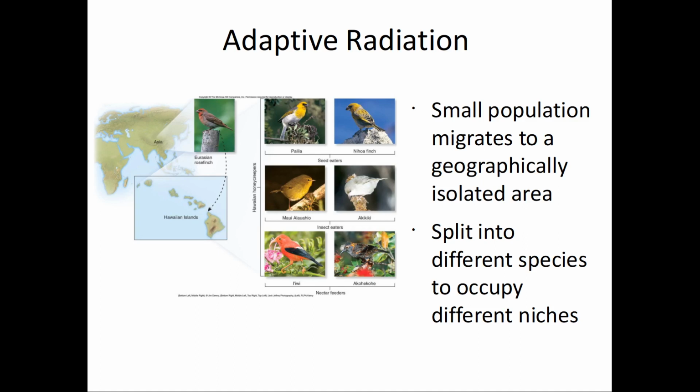All right, so you have adaptive radiation. You have a small population of organisms. They migrate into a geographically isolated area, and they split into different species to occupy different niches. So essentially, one way to deal with competition is to find a niche and not have to compete with the other group. So this is one way they can find themselves into stable arrangements.